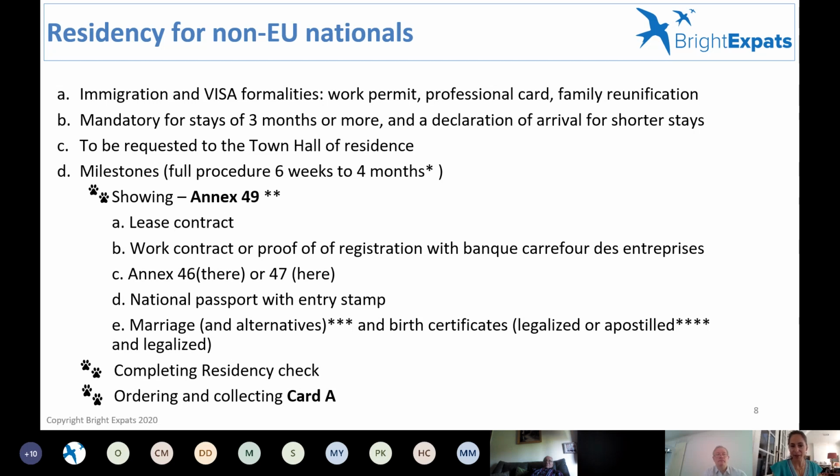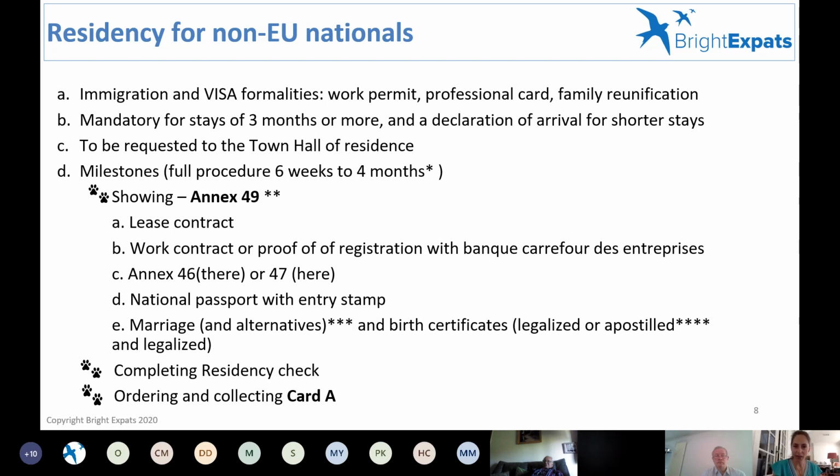Again, if you are coming with a family, you of course need to have your wife, spouse, or partner and children registered with you. So you will have to show marriage certificate or alternative certificates and birth certificates that will need to be legalized or apostilled. And we will see later on how you can know if your document needs to be legalized or if an apostille will be sufficient.